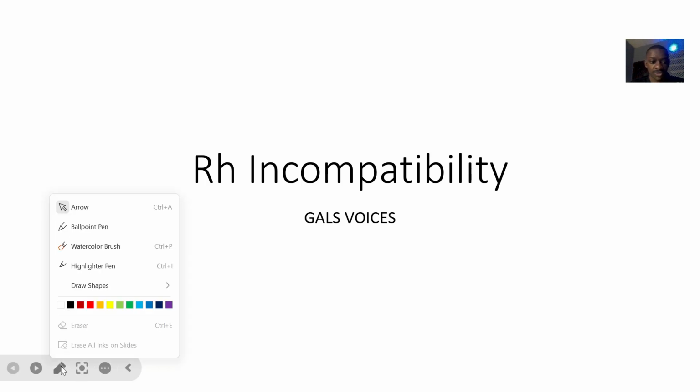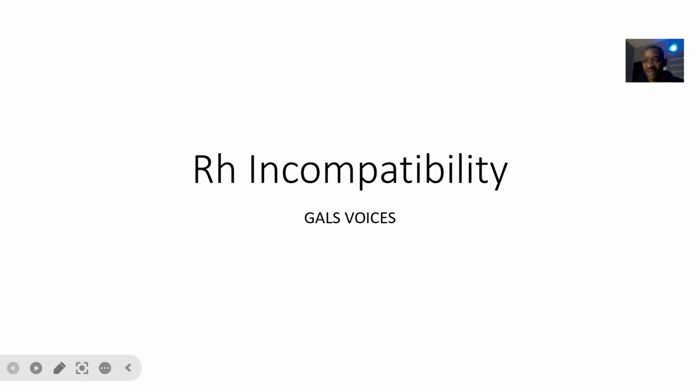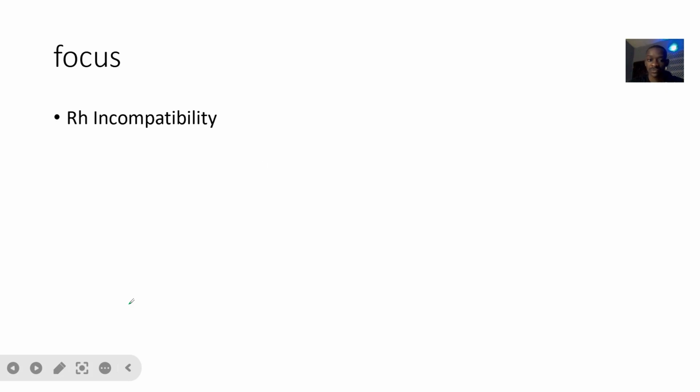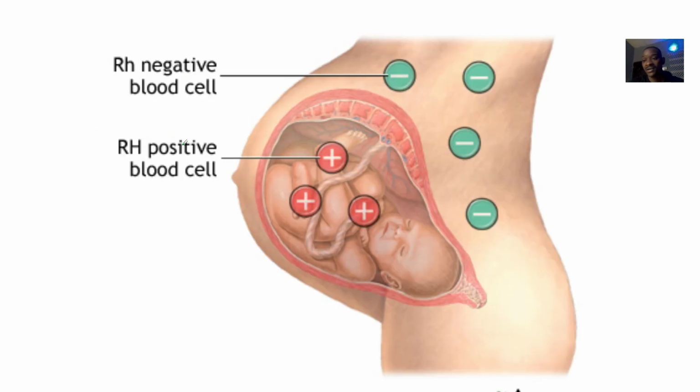Alright, so we're looking at the concept of Rhesus factor incompatibility. Rhesus factor, they usually just write it as RH. Let me give you guys a little gist. A woman married her husband. Her husband is Rhesus positive. That woman is Rhesus negative.